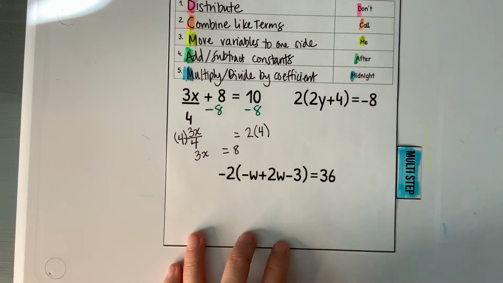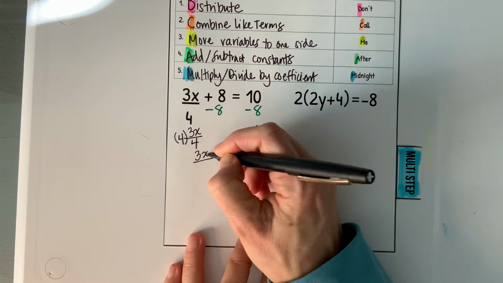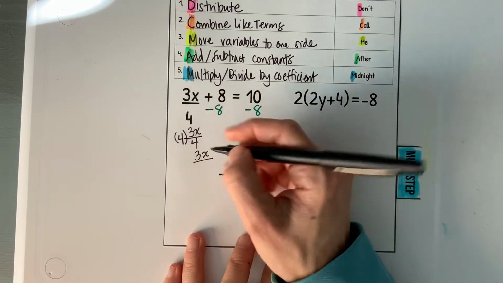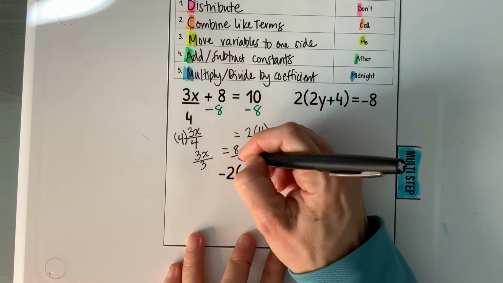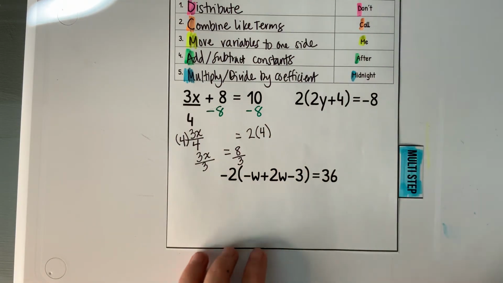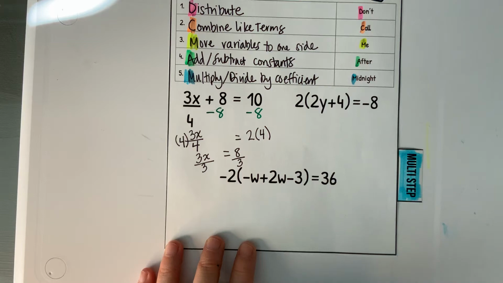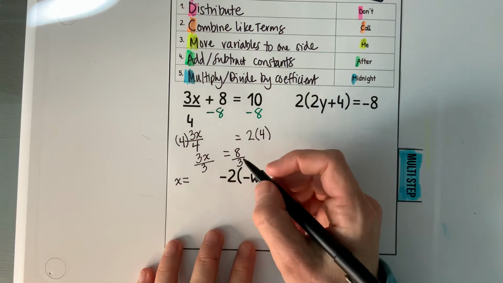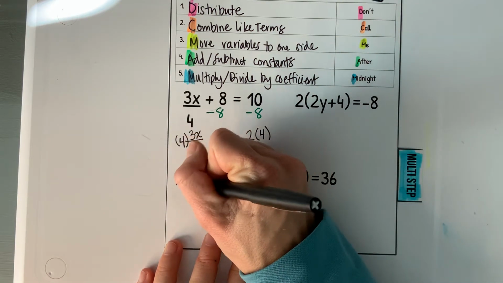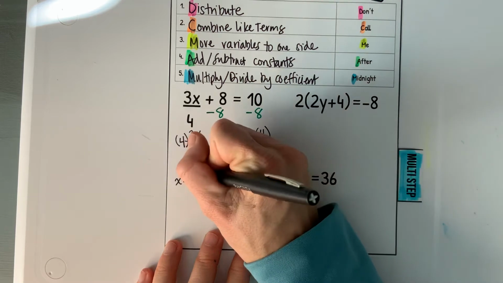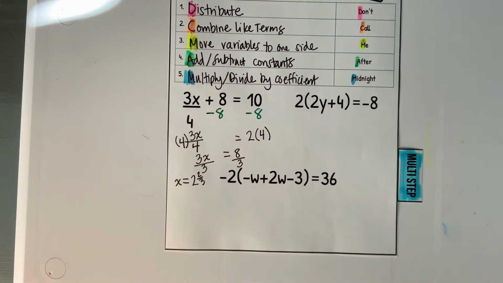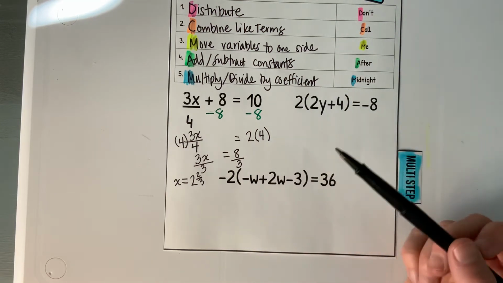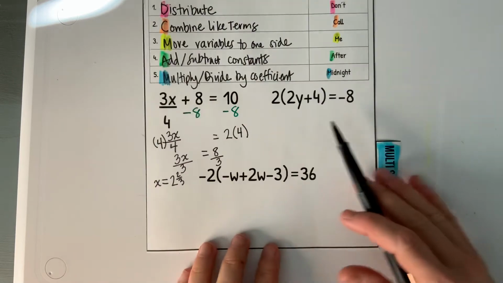Now I have 3x equals 8. In order to get that x all by itself, I now need to divide by that coefficient, because right now x is being multiplied by 3, so I need to divide by 3 and divide by 3. So x, oh, I'm running out of room here. We'll do x is equal to 8 over 3, which is the same thing as 2 and 2/3. So x is 2 2/3. But actually, at this stage in your career, if you just want x is equal to 8/3, that would be fine.